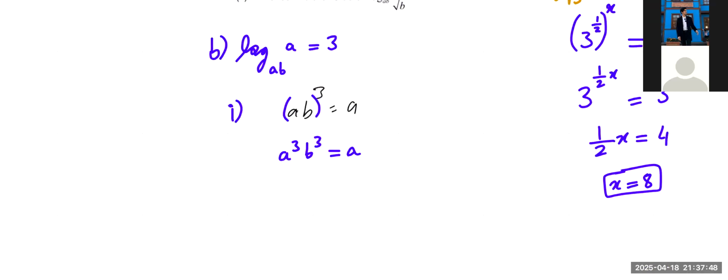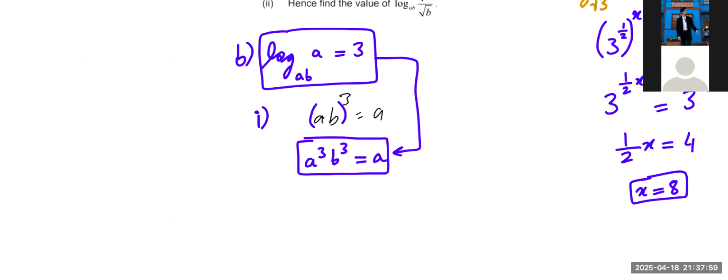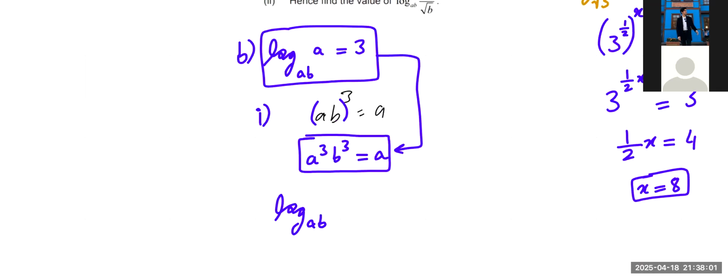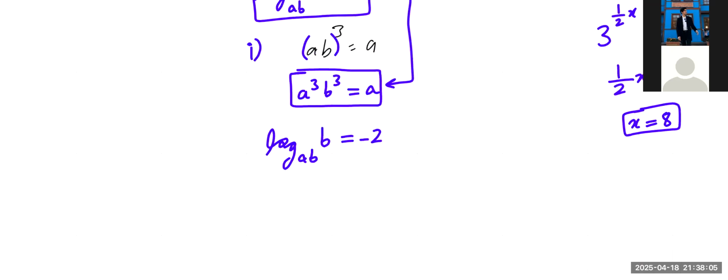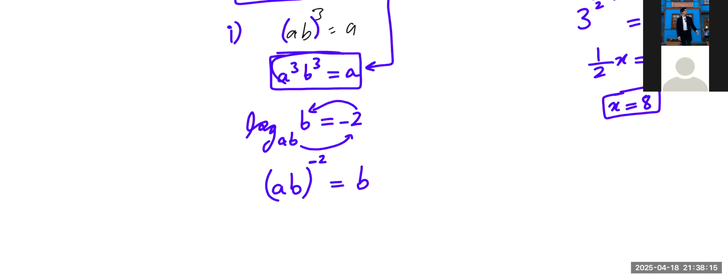Okay, so this is what the information given to us means. This is what we've been told. Now we're trying to prove that log base ab of b is -2. So they're essentially claiming that if you take ab and raise it to the power of -2, you will get b, correct? The only information we have to work with is this, and we're trying to prove this.